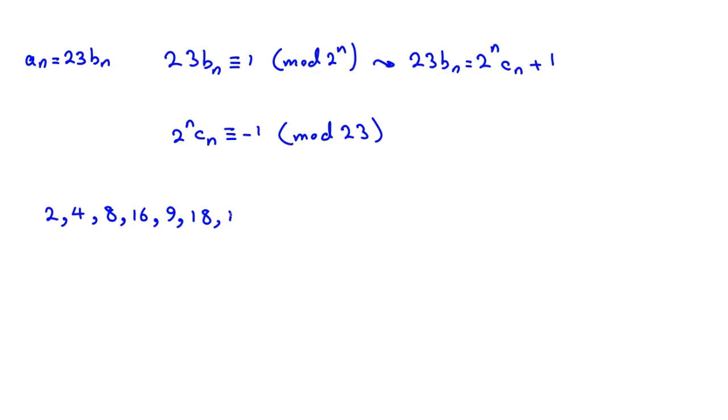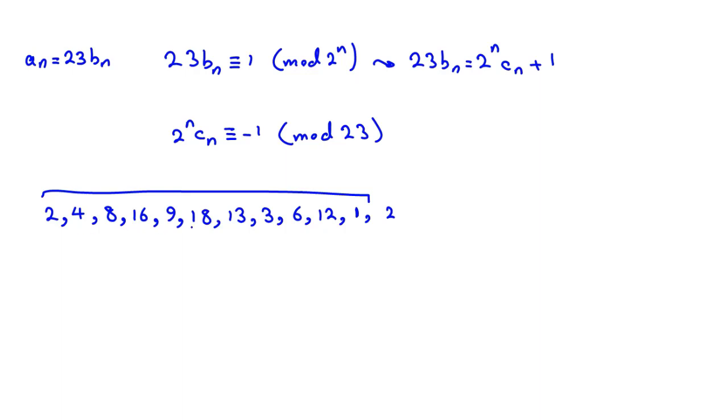2 times 18 is 36. 36 is 23 plus 13, so 13. 2 times 13 is 26, which is 3. 2 times 3 is 6. 2 times 6 is 12. 2 times 12 is 24, which is 1, then 2. And we will see this repetition, okay? You can also say this with some professional things like order, but this repetition is okay.